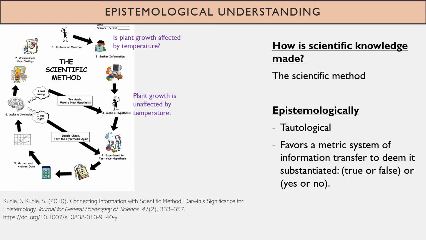From an epistemological point of view, the scientific method in itself is a tautological structure, meaning that the knowledge is built by repeating itself with different terminology and contradicting the previous knowledge if necessary. For information to be considered substantiated in science, it needs quantitative data to deem the hypothesis true or false.